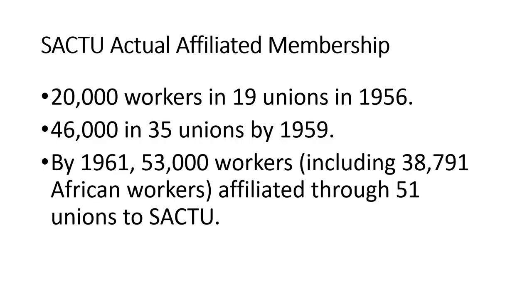So as we can see there, in 1956, SACTU had 20,000 workers in 19 unions, and in 1959, they had 46,000 workers in 35 unions, and by 1961, they had 53,000 workers affiliated through 51 unions. So after years of struggle and sacrifice, South African workers of all races, but especially African workers, had a coordinating body to represent their interests and to fight for their rights as workers.